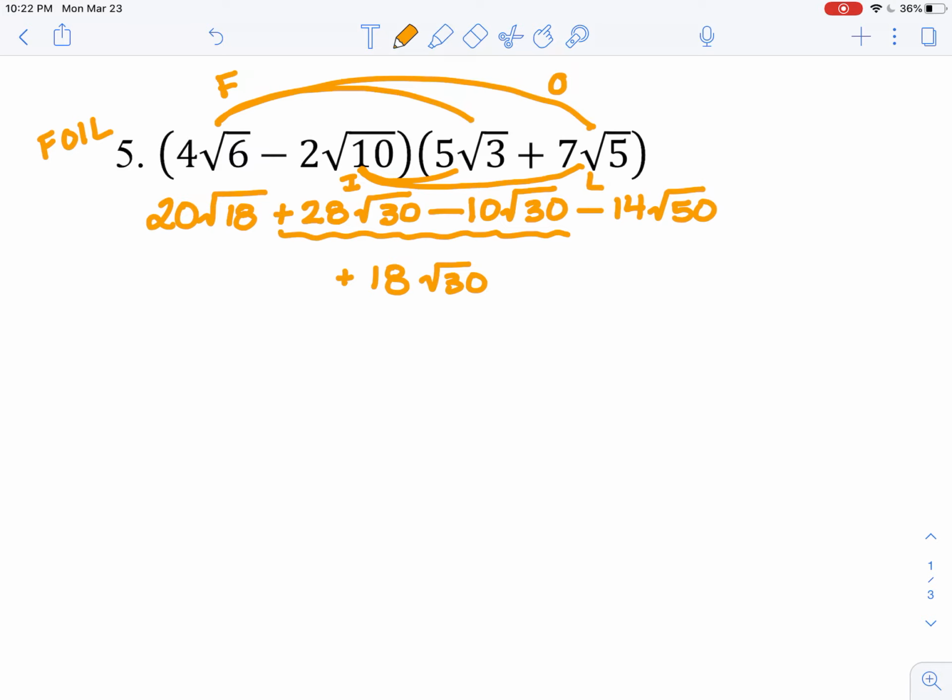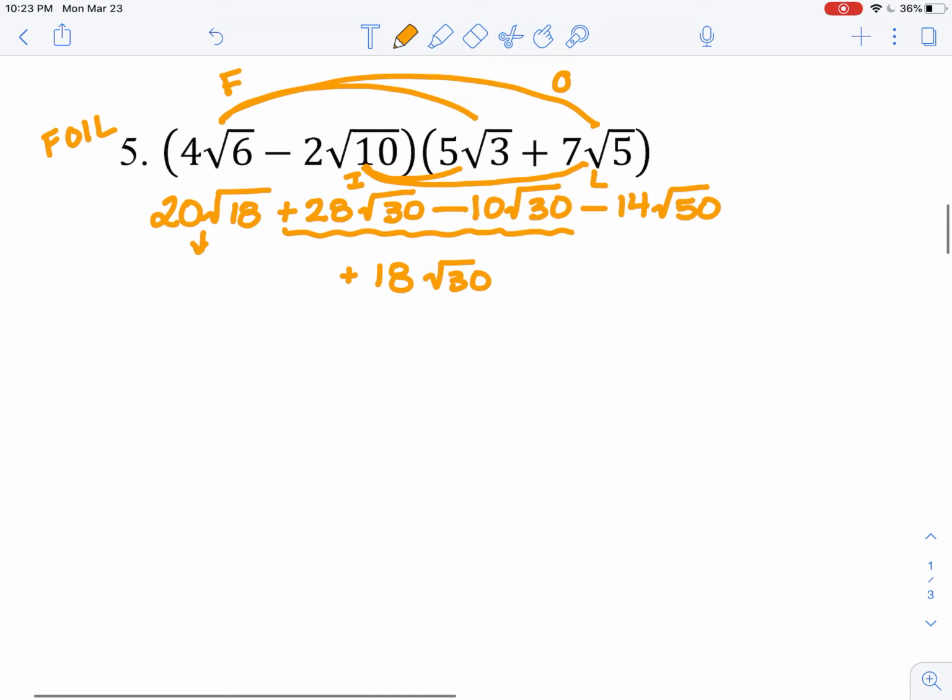If I look at the very first term, 20 root 18, I know that the perfect square number 9 goes into 18. So I'm going to break this into 20 times the square root of 9 times the square root of 2. But the square root of 9 is 3. So I have 20 times 3 times square root 2. So the first term becomes 60 square root 2.